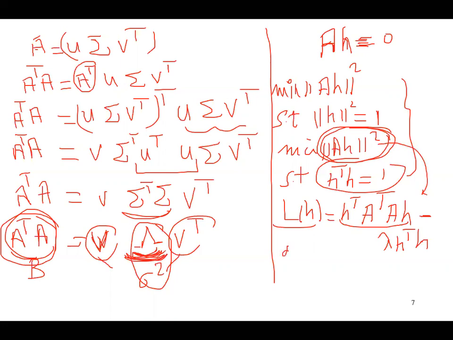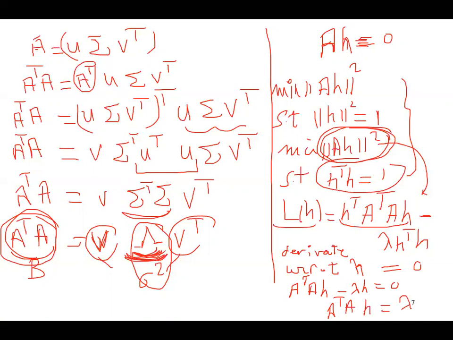Derive this, so take the derivative with respect to H, and then set it equal to 0. When we do that, you will find at the end that A transpose A H minus lambda H is equal to 0. So at the end, A transpose A H is basically equal to lambda H.